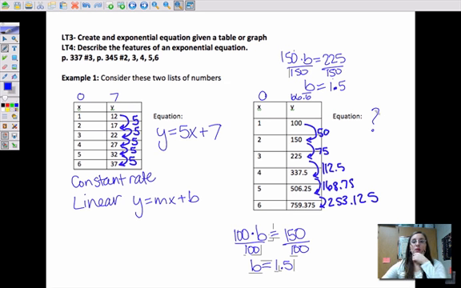So that means that my equation is y equals 66 2/3 times 1.5 to the x power. Okay?